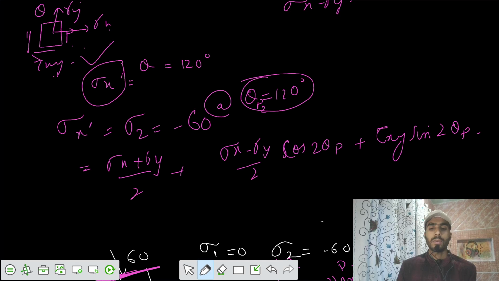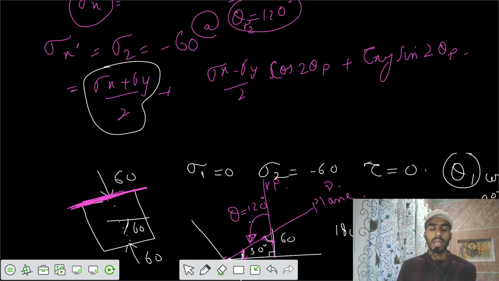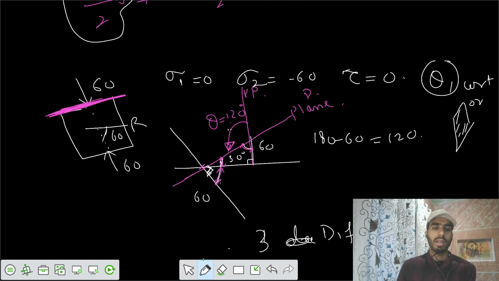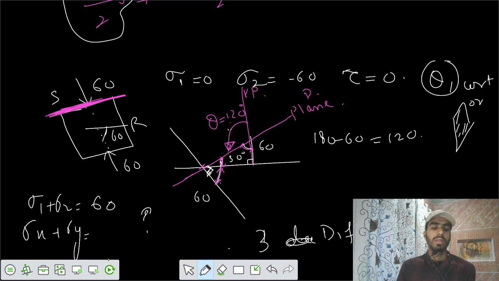So in this part, can you get the value of sigma x plus sigma y? That's acting on plane P, but you have been provided the stresses on plane R and S. You are provided that stress is 60 megapascal on plane S, and there is no stress on plane R. That means sigma 1 plus sigma 2 equals 60. And if we ask what is sigma x plus sigma y, by the stress invariance concept, that's also equal to 60.